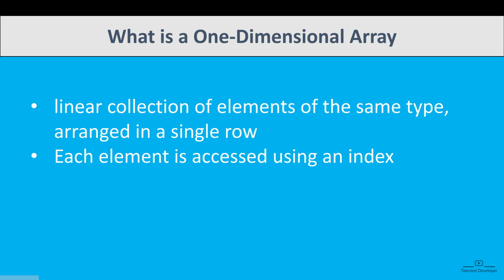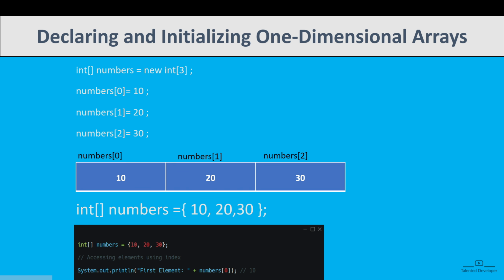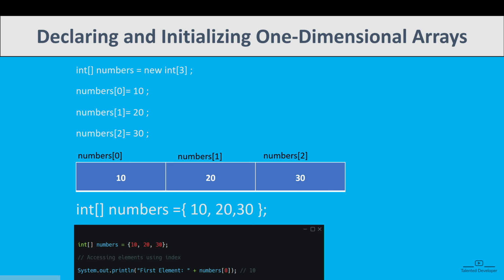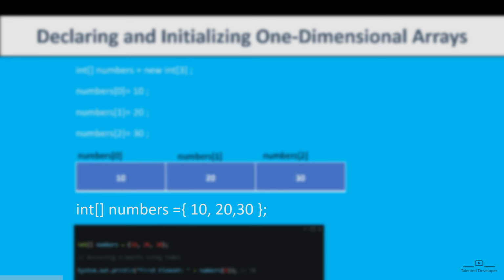So declaration and initialization we have already learned in the last video, so again we are going to follow the same thing. So how can you declare and initialize a one-dimensional array? To create a one-dimensional array, you first declare its type and the size. You can also initialize it with its values directly like this.